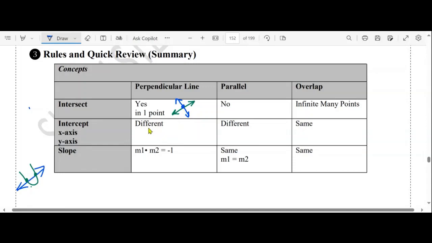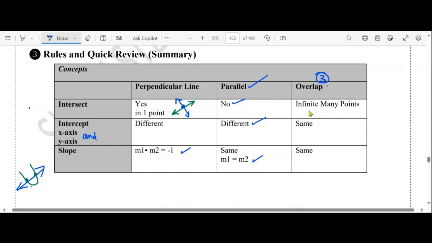Now the slope, the intercepts for the x-axis and the y-axis are going to be different for both of them. Okay, and the slope, if you multiply m1 times m2, it will give you negative 1. Now, if the lines are parallel, are they intersecting? The answer is no. The x and y intercepts, are they the same or different? Different. The slope, is it the same or different? Same, because it's parallel, right? We're talking about parallel. Overlap, that's the third type.